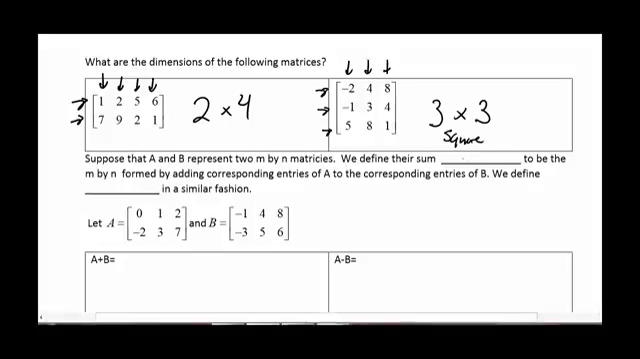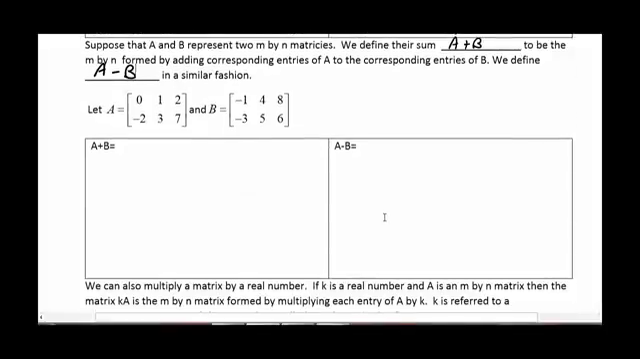We define their sum, A plus B, to be the m by n matrix formed by adding corresponding entries of A to the corresponding entries of B. We define A minus B in a similar fashion. So the long and short of this is, in order to add two matrices together, I have to have corresponding positions to combine them. If you think about it in context, we're looking at two different data sets that have the same columns and rows, and so each column and row should match up with a corresponding partner.